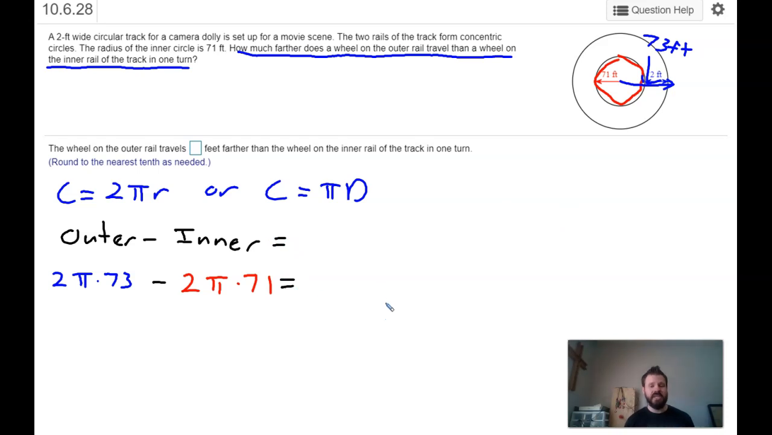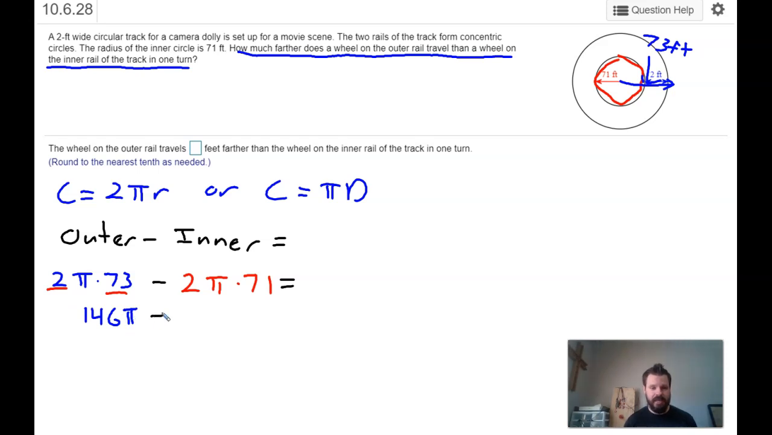Okay, for these calculations, I'm going to leave things in terms of pi. I'm going to go 2 times 73, which gives me 146. So I'm going to say 146 pi for the outer. And when I say leave things in terms of pi, that means I'm multiplying the 2 by the 73 and not pressing the pi button on the calculator. 2 times 73 is 146. We could say it's 146 pi.